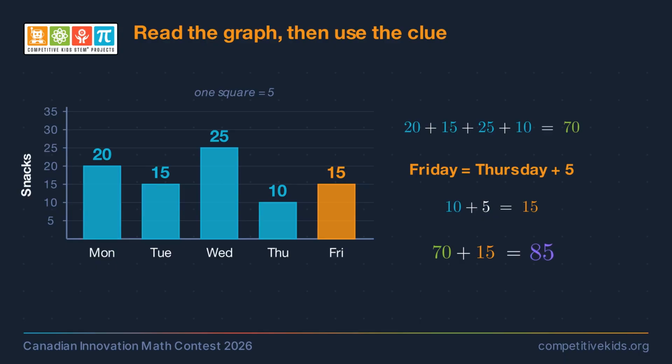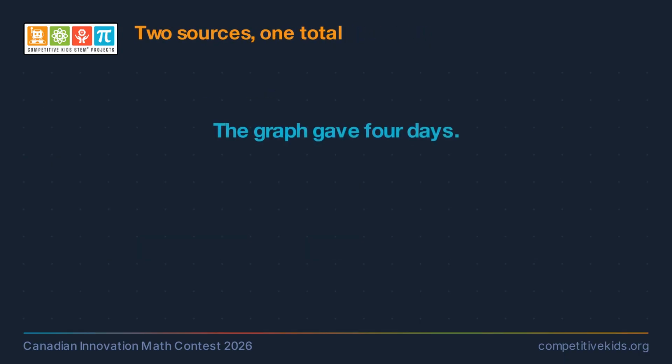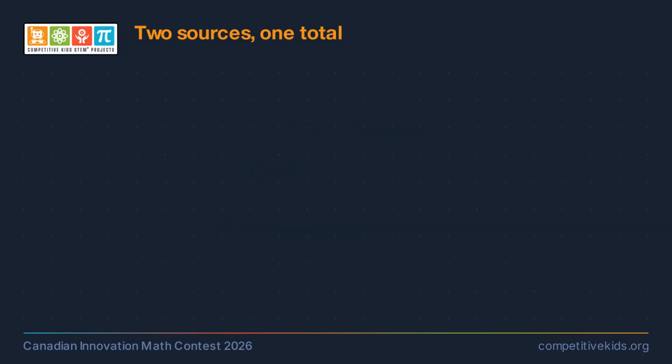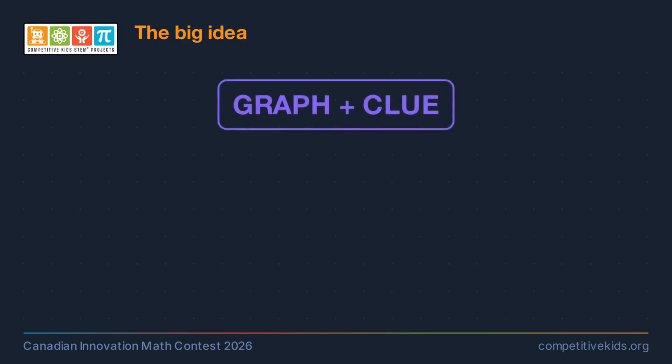85 snacks in all. So the graph gave us 4 days, and the words gave us the 5th. We read the picture for what it shows. Then we read the sentence for the part that is missing. Together, they make the full total of 85. This is the graph and clue rule.